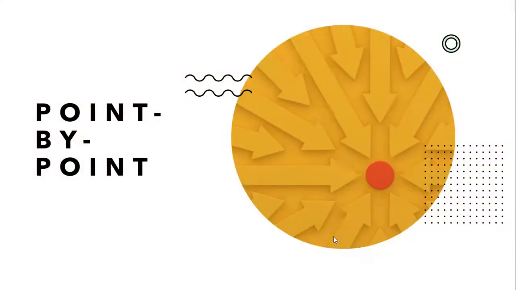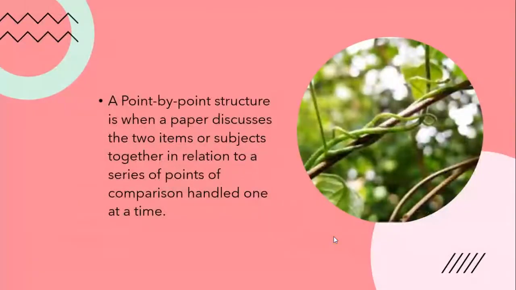So the second structural model we're going to cover in this is the point-by-point model. A point-by-point structure is simply when a paper discusses the two items or subjects, in your case, texts, together in relation to a series of points of comparison handled one at a time. Now, this is what the majority of you did anyway with your paper number 3, with the compare and contrast essays that you've been working on.